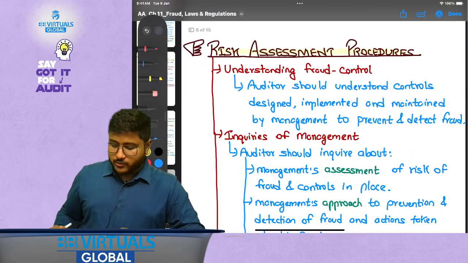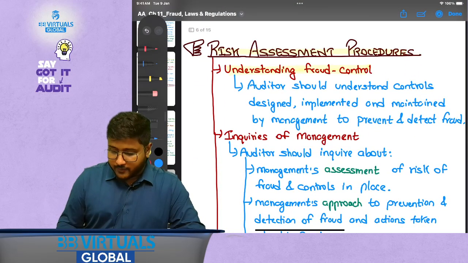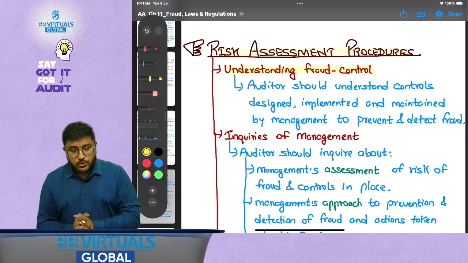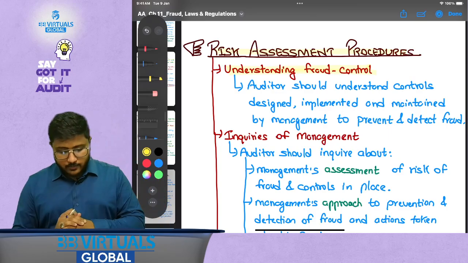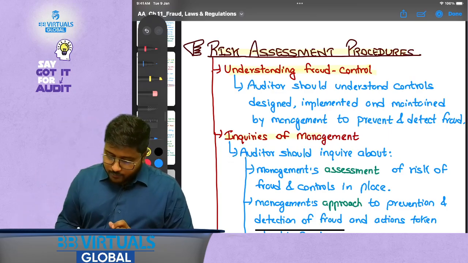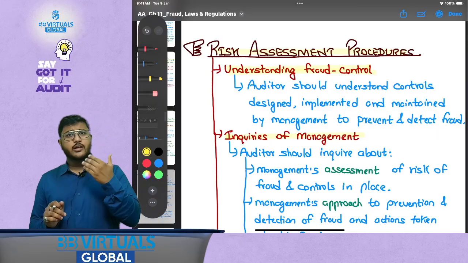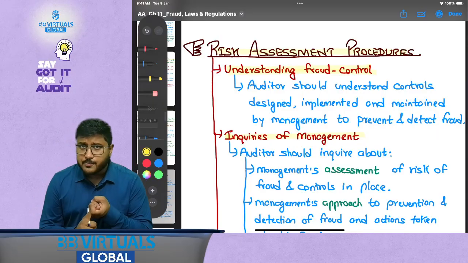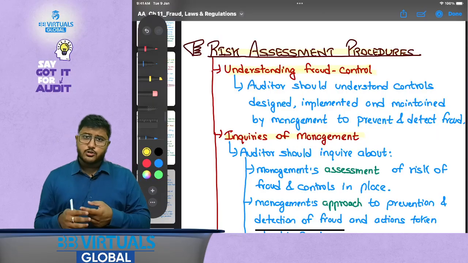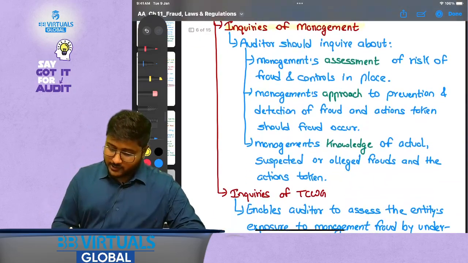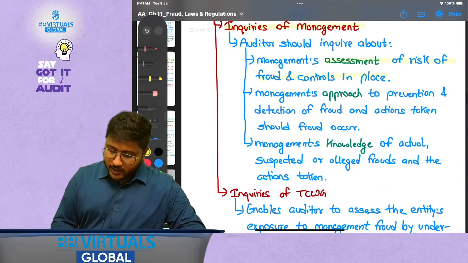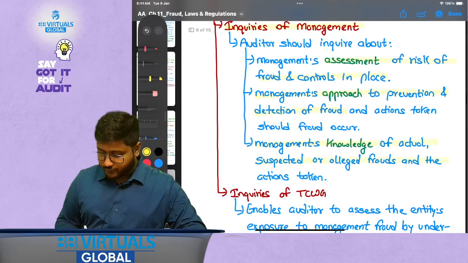Now, risk assessment procedures. So what are risk assessment procedures? Understanding fraud control. That is, the auditor should understand controls designed, implemented and maintained by the management to prevent and detect fraud. Then inquiries of management. What should the auditor do? The auditor should inquire of the management about whether there is any suspected fraud, how the management responded to it, etc.